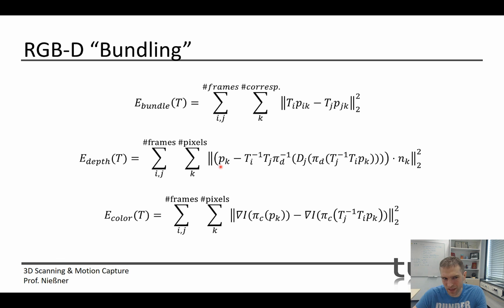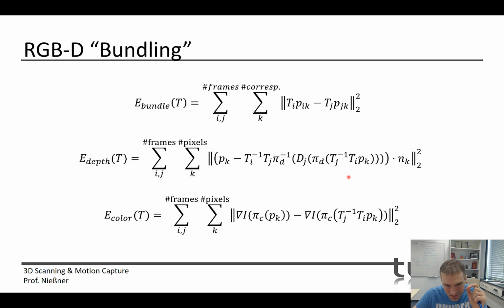So this point PK from a given frame, you're projecting it to another frame, projecting it in 2D, looking up the depth value, projecting it back again to the original frame, these two have to match, right? And you're basically optimizing for the T's here, only for the transformations.